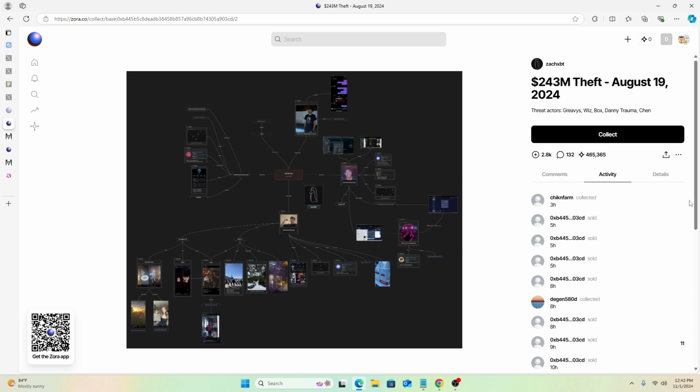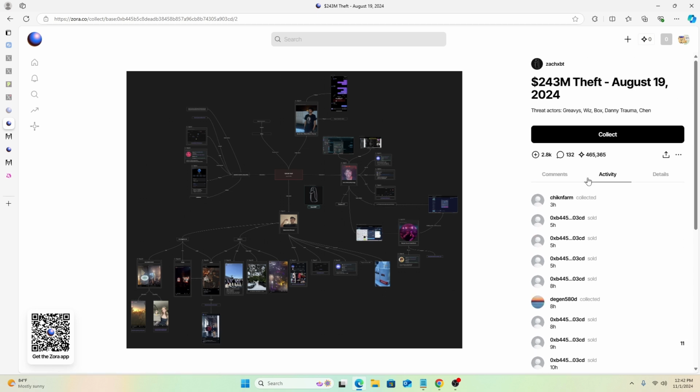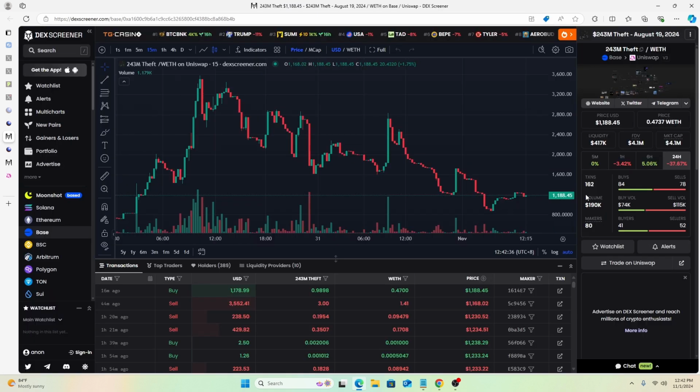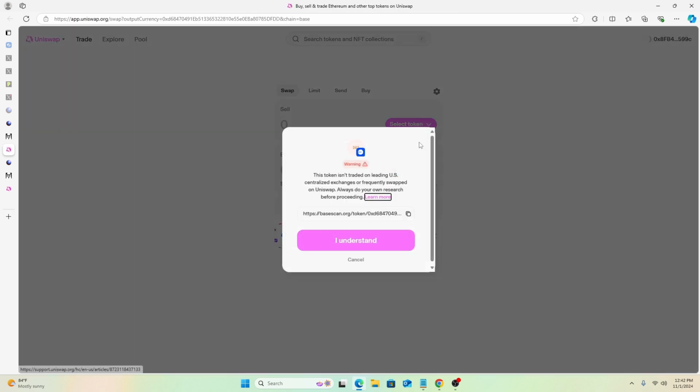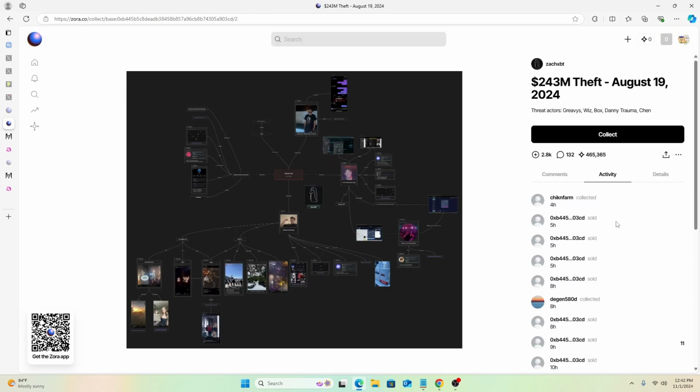Now, if you go to activities here, you will see the activity here. Someone collected, someone sold. Now, it's very possible that some of what's displayed here came from trades directly on Uniswap here. So if you came to this market and you attempt to buy the 243M token directly on Uniswap, that activity would typically show here. Okay, we'll talk about that later on.